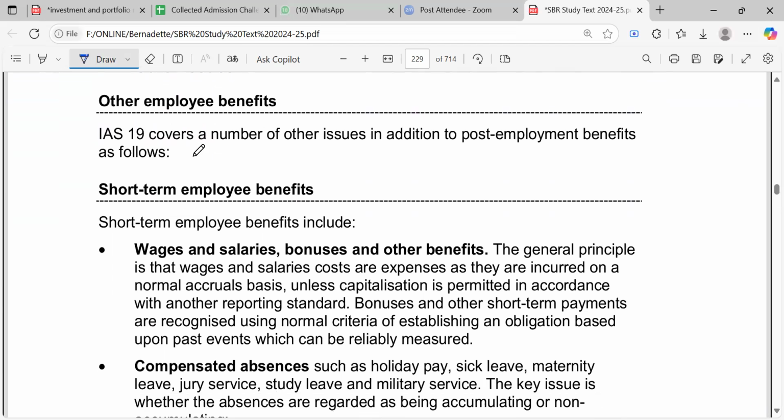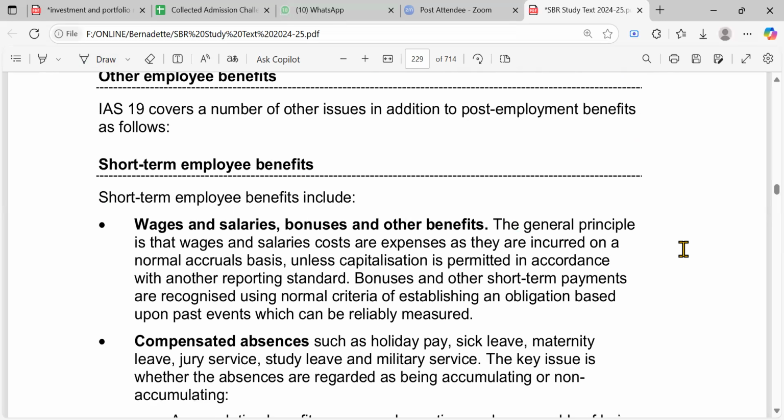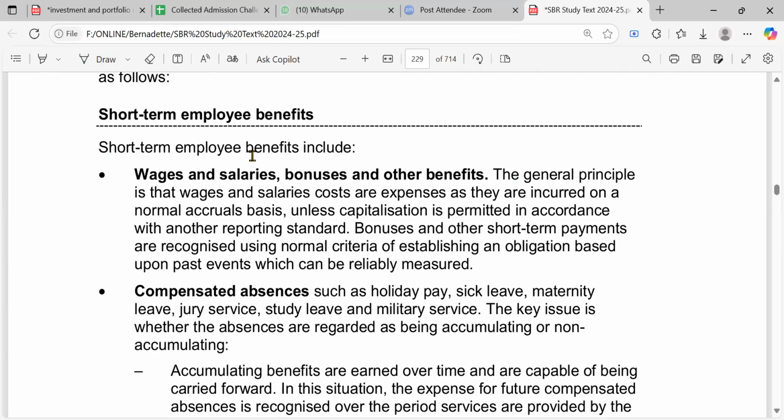Okay, you can see. We said that we have, apart from post-employment benefits, right? We said we have the other long-term benefits. We had the termination benefits, right? But also we had the short-term employee benefits. These ones are very normal, you know. You may even find yourself benefiting from them on a monthly, weekly, or even daily basis. Wages and salaries, bonus and the other benefits. These are just normal, right?